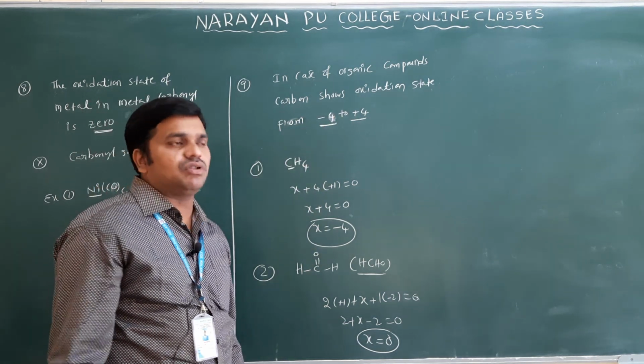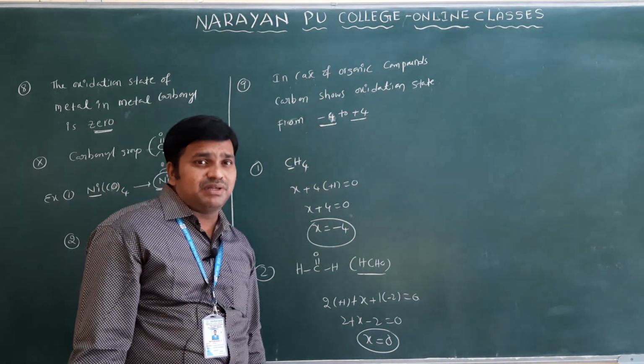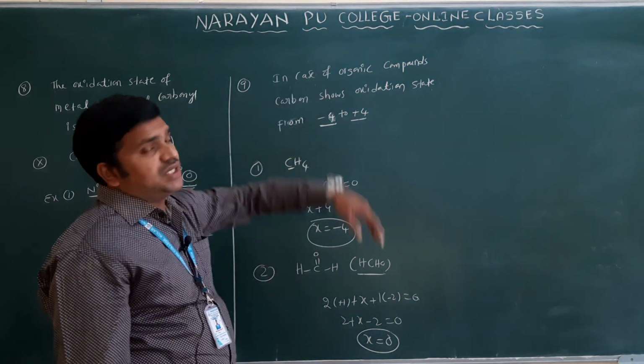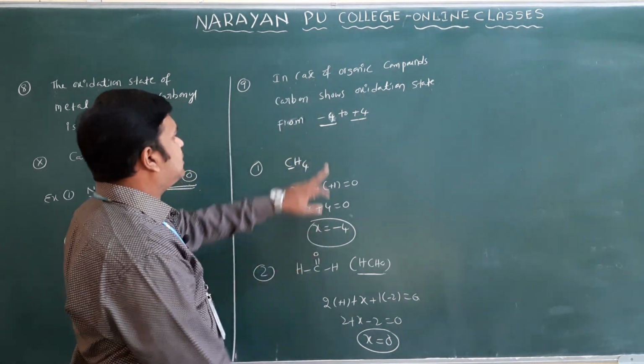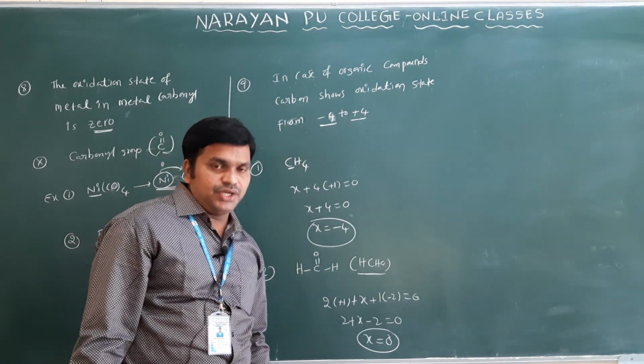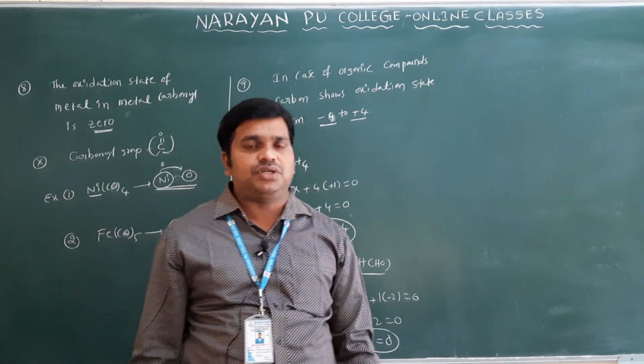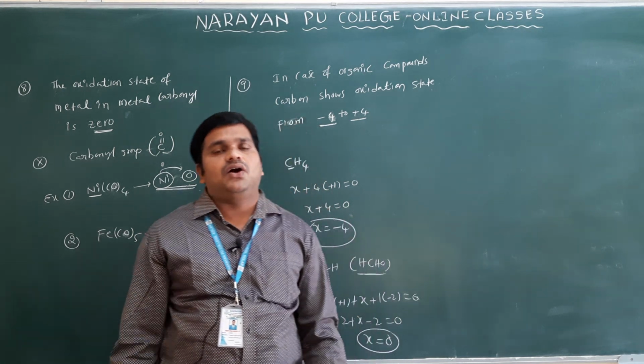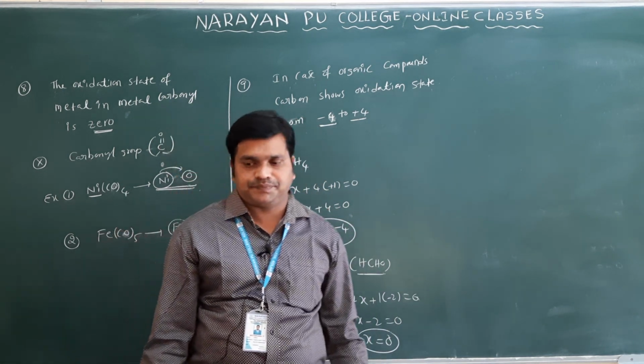Like this you can find out the oxidation number of carbon in different types of organic compounds. The value can exist between -4 to +4 only. So these are the rules we are using to calculate the oxidation number.